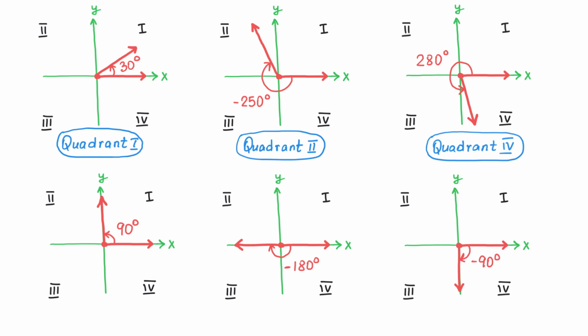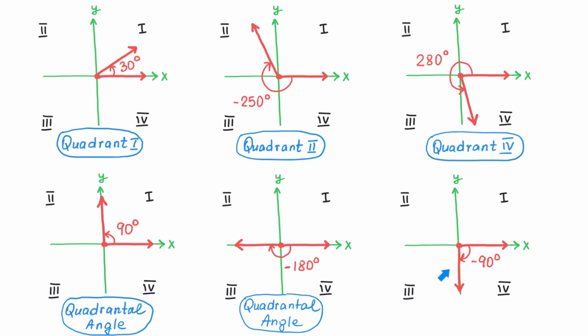When the terminal side of an angle lies on the y-axis or on the x-axis, such an angle is called a quadrantal angle. So, this angle of 90 degrees is a quadrantal angle. Here we have another angle whose measure is negative 180 degrees because it is generated by a clockwise rotation and the terminal side is on the negative x-axis. Then such an angle is also called a quadrantal angle. And in the last example, this angle has the terminal side on the negative y-axis, and this is also a quadrantal angle.